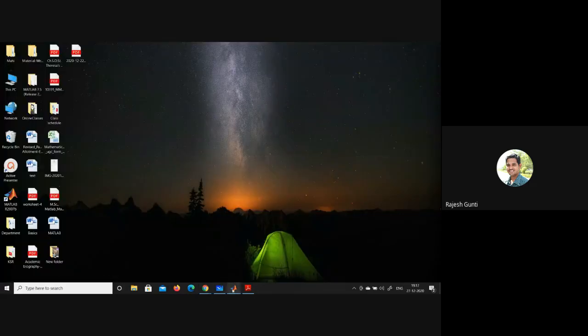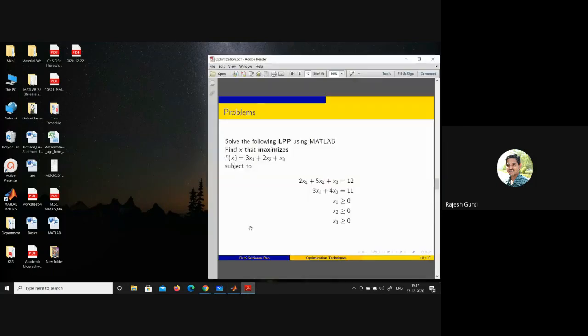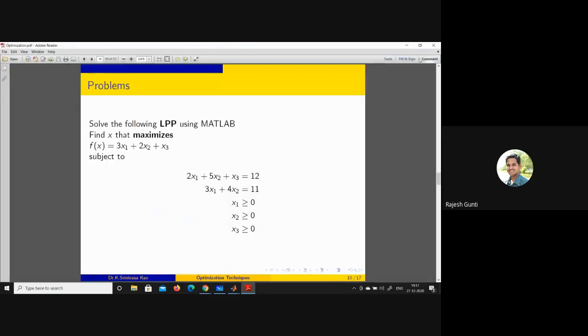Now, next, suppose the problem contains equality and inequality constraints. If you want to solve this problem, it takes a lot of time. Am I correct? Even the simplex method takes at least 20 to 25 minutes.